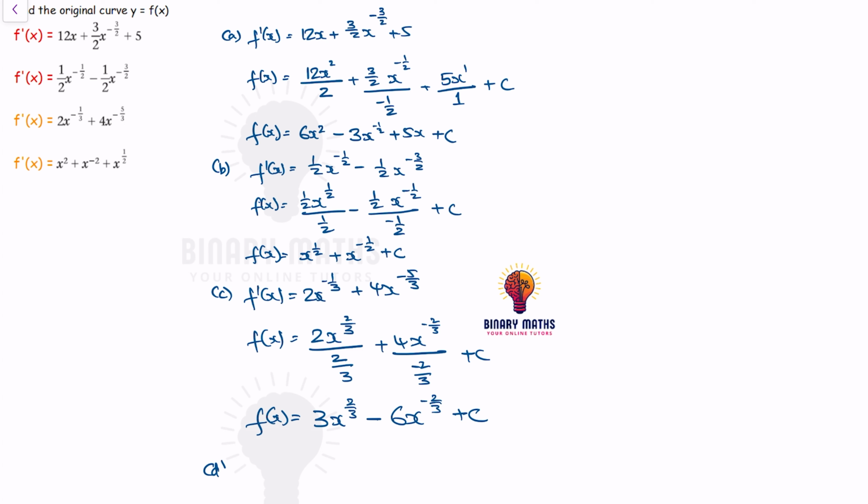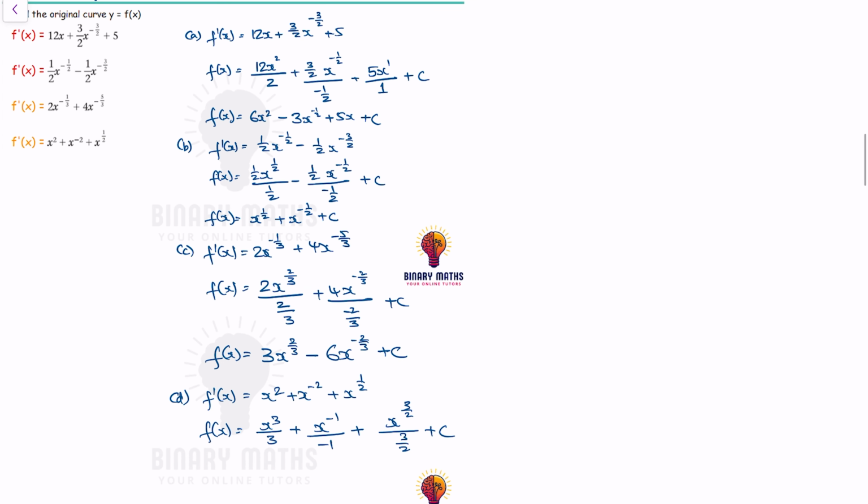Okay, D. F dash of x is equal to x squared plus x to the minus 2 plus x to the power of a half. So f of x will be increase the power, so x to the power 3 divided by the increase, plus x to the minus 1 divided by the increase. And last term is increase the power still, so plus x to the power of 3 over 2 over 3 over 2 plus c. So when we simplify this, I get a third x cubed minus x to the minus 1, plus 1 over 3 over 2 gives you 2 over 3. So it's 2 over 3 x to the power of 3 over 2 plus c.